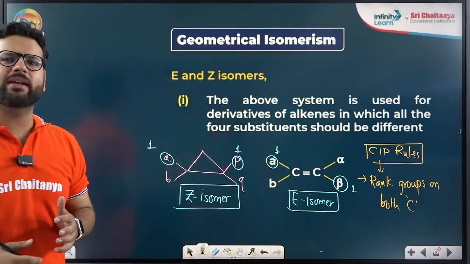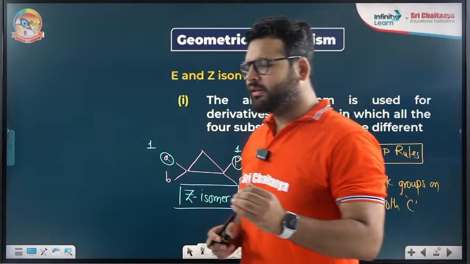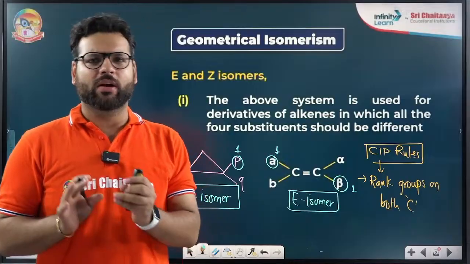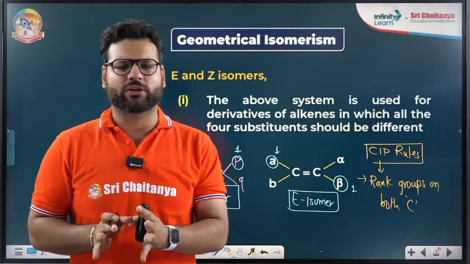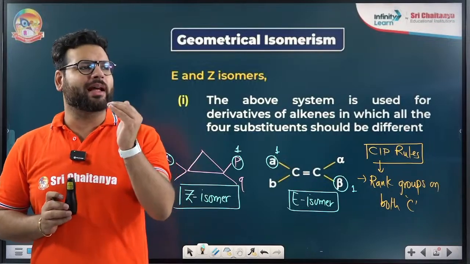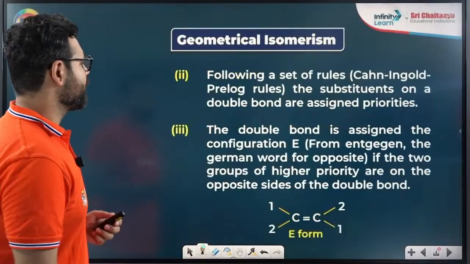So trans-like is E, cis-like is Z. Now the only condition left is what is that CIP rule? CIP rules are actually a set of 4 to 5 rules. Always follow them line by line. Do not skip.